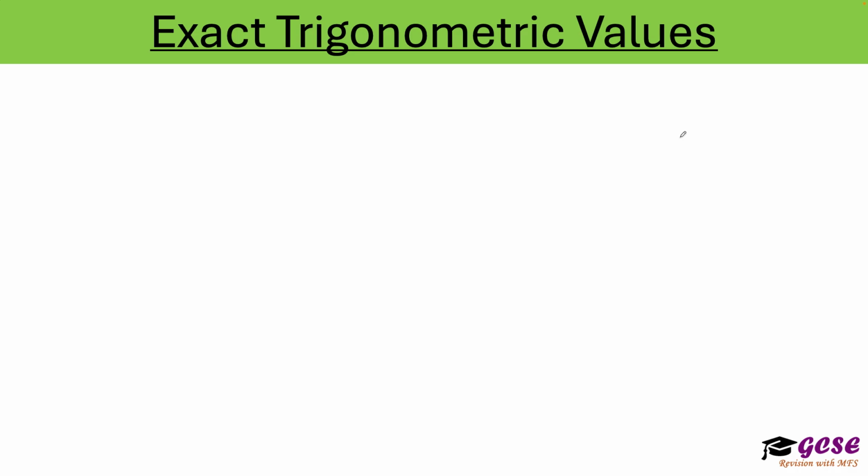Now, this is a commonly assessed area of the specification and often comes up in exam papers, especially on paper 1 where you don't have a calculator. And there's a really simple method that you can use to work out the exact trigonometric values. And you need to know them for sine, cos, and tan. Okay, so I'm just going to show you a quick method that you can use in an exam. You don't need to learn them because you can derive this from the question in the exam.